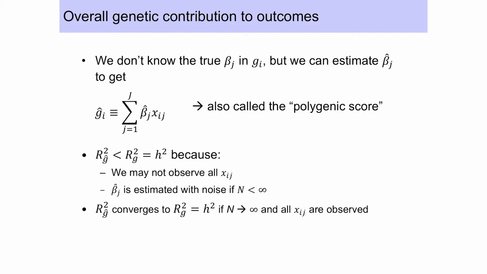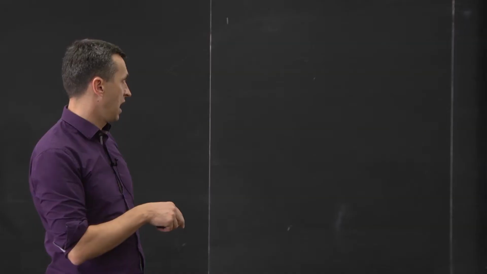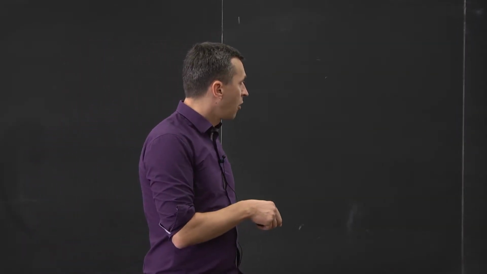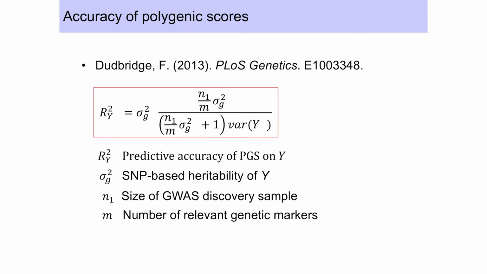So these estimates of beta are going to be noisy, and as a result, the polygenic scores that we can construct from these noisy betas are not going to have an R squared that is even remotely close to the true heritability of the trait, right? However, our estimates of beta hat are going to get more and more accurate the larger our GWAS samples get, right? So this is an important thing. The larger the GWAS sample, the more predictive your polygenic score is going to be, and it's going to get closer and closer to capturing the overall heritability of the trait.